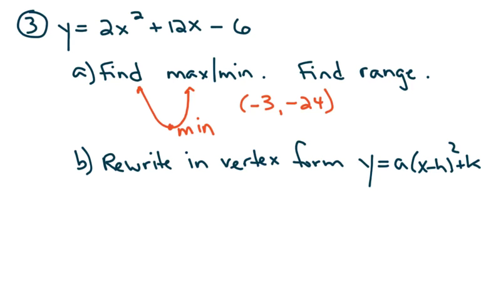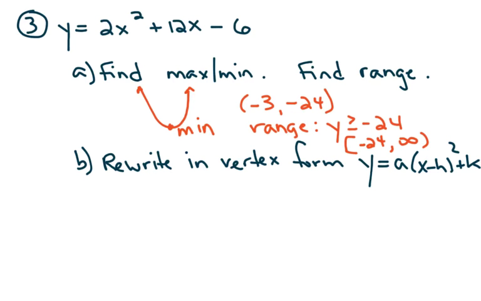The other thing we want to do is find the range. Well, once you know the minimum value, the range is going to be y is greater than or equal to the minimum. That's in set builder notation. In interval notation, that would be bracket -24, comma, infinity, parentheses. If this had been a maximum, the range would have been less than or equal to the maximum.